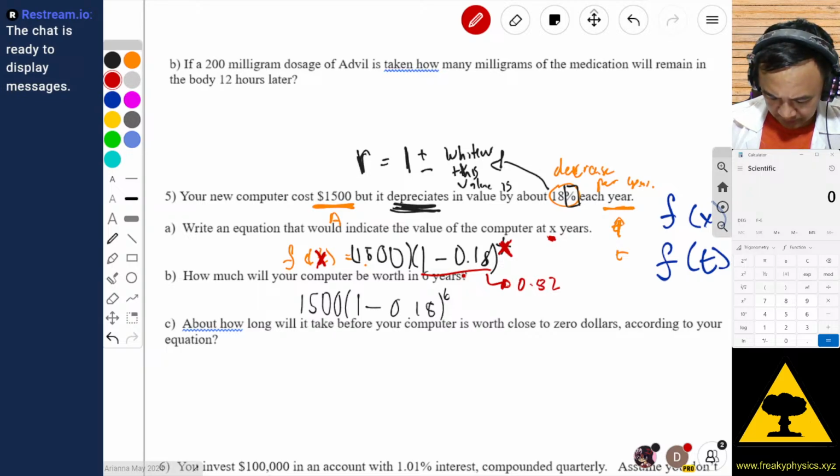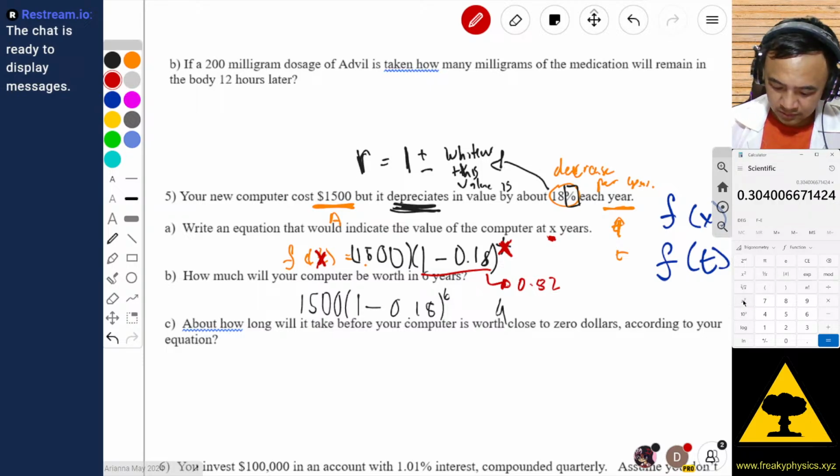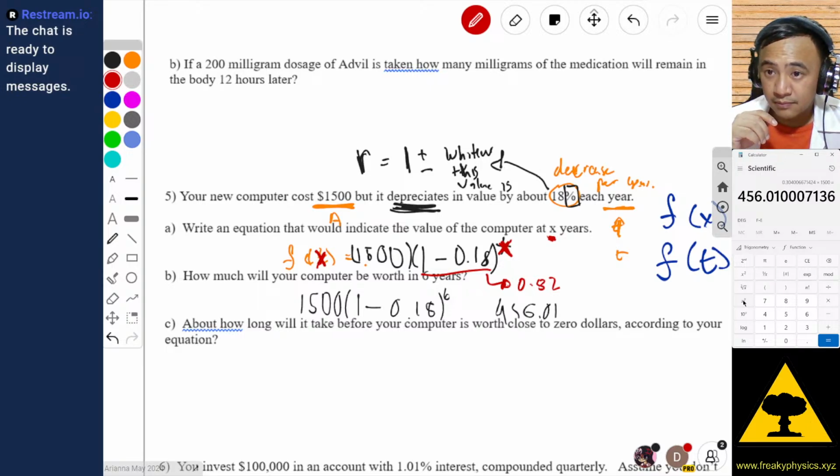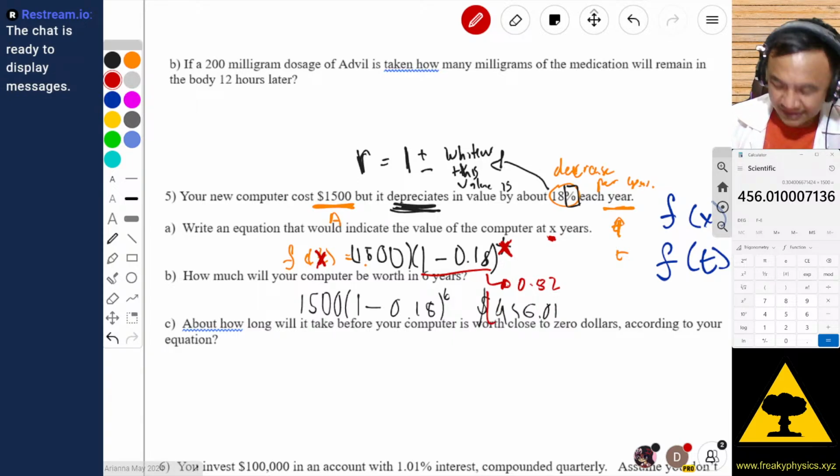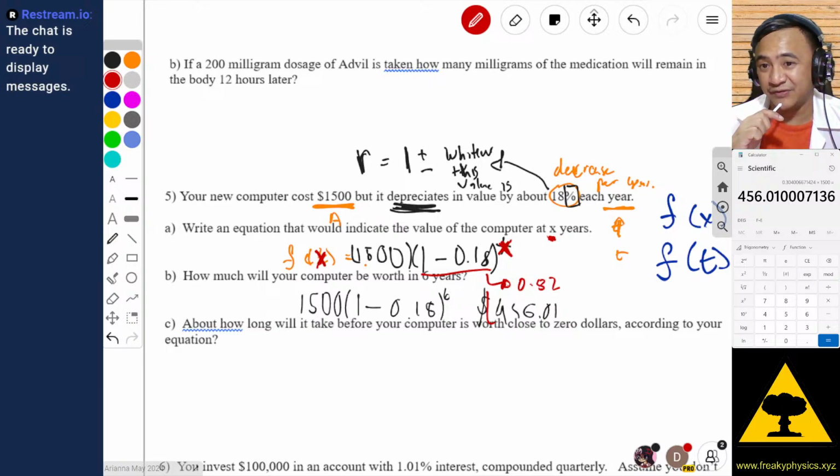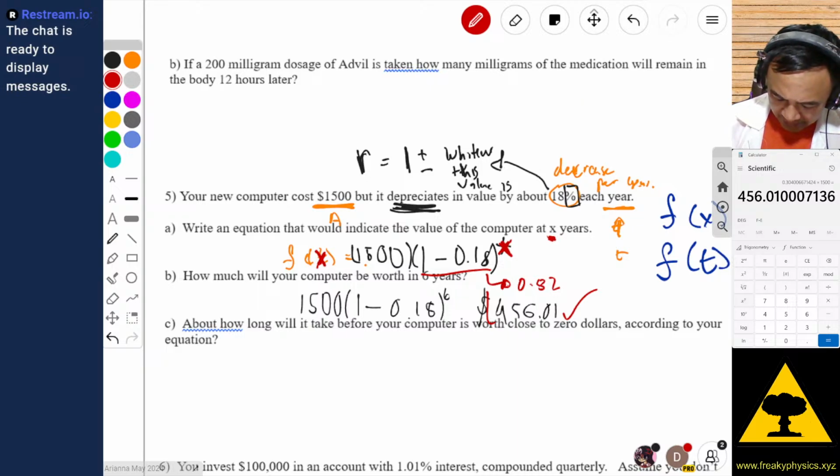I'll get my value. Where is my calculator? 456.01. Well, it's a price, so it should be enough, right? Yep. So $456 and 1 cent. Correct.